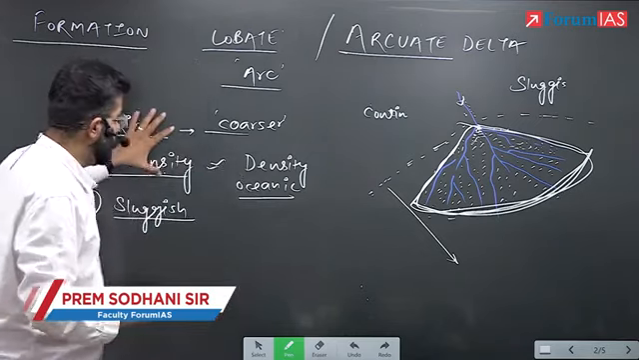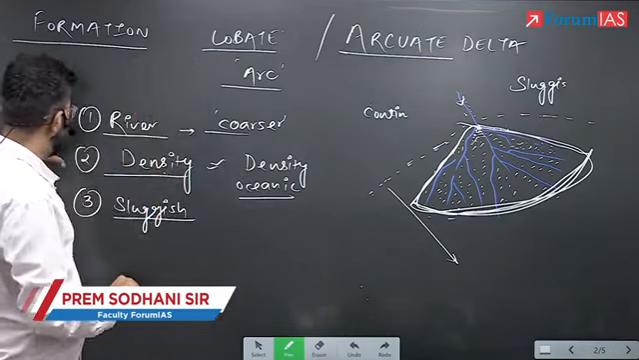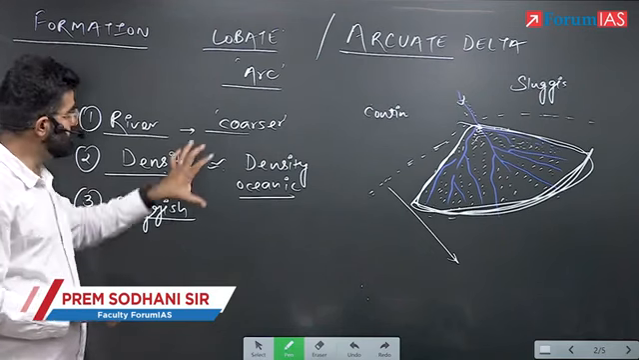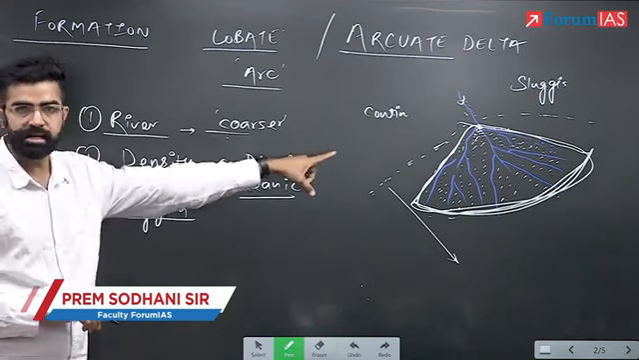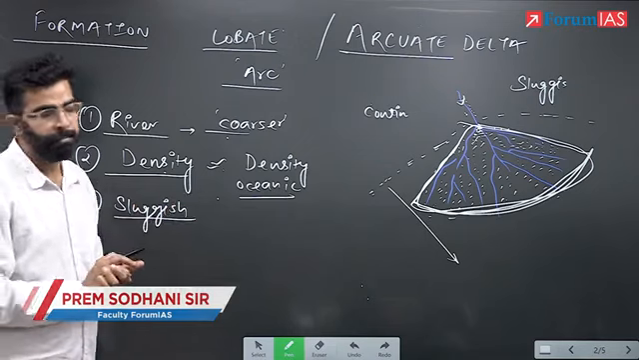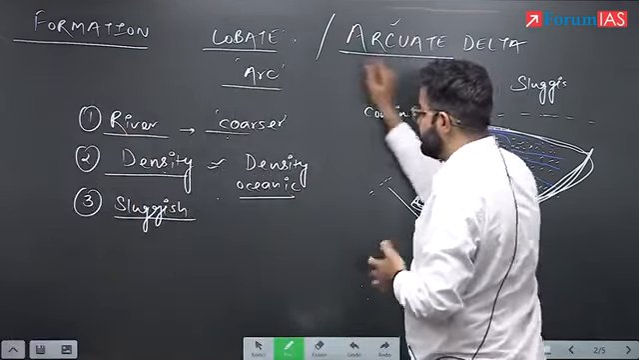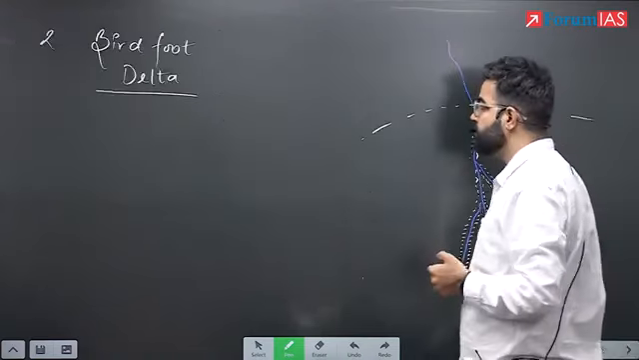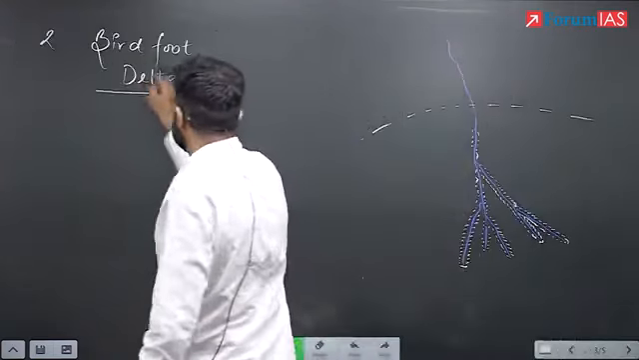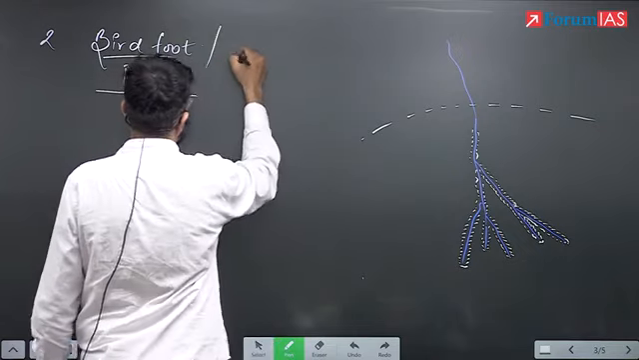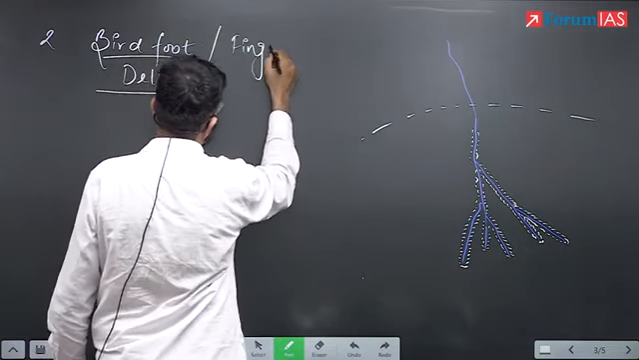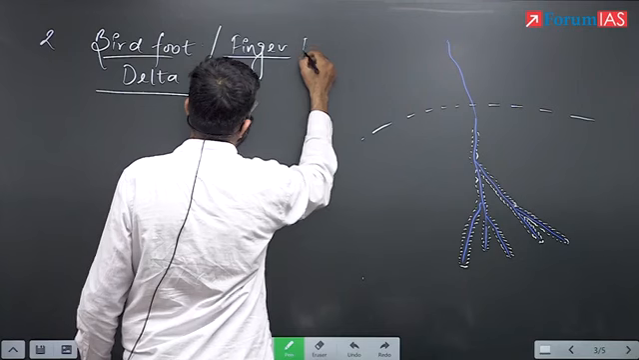Okay. Here, what is important? The important thing is these conditions. If these conditions are met, often you will see this type of delta is going to be formed. Now, another type of delta comes in. These are the various names of the same delta. The second type of delta is the very famous bird foot delta. Often the second name of this delta is also finger shaped delta.